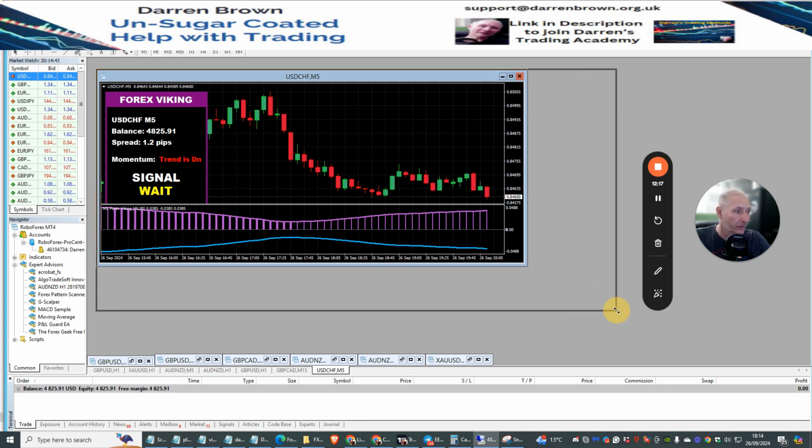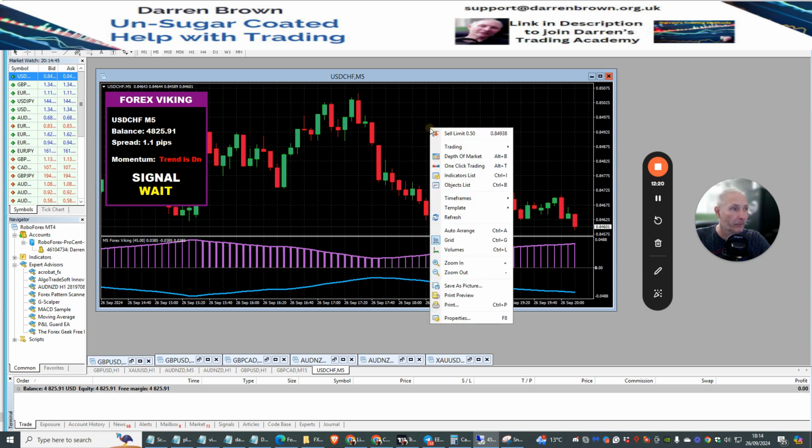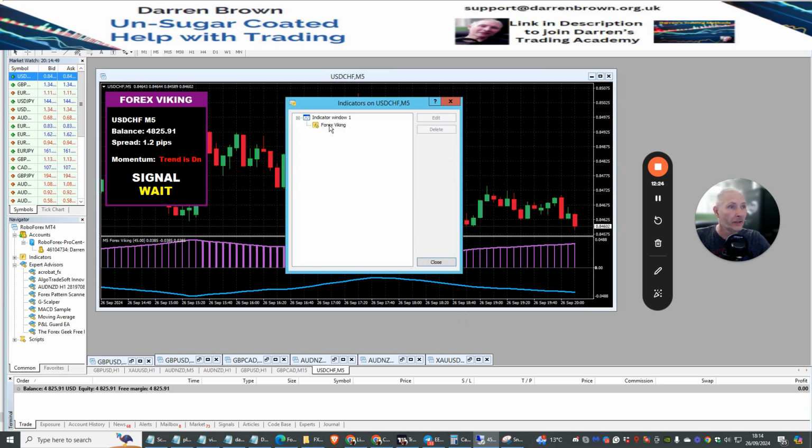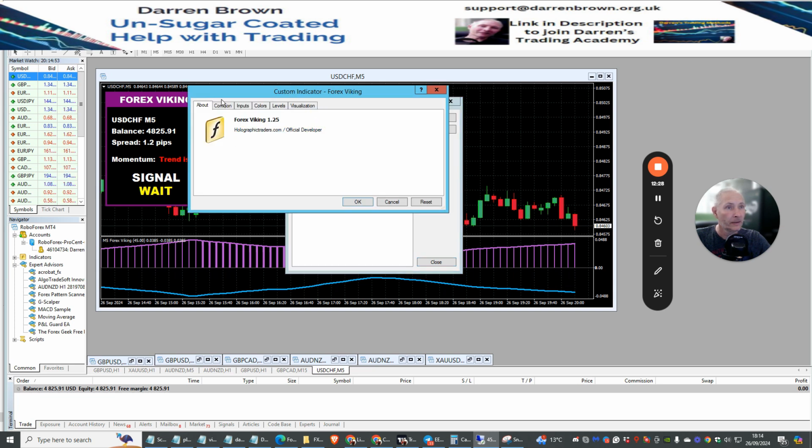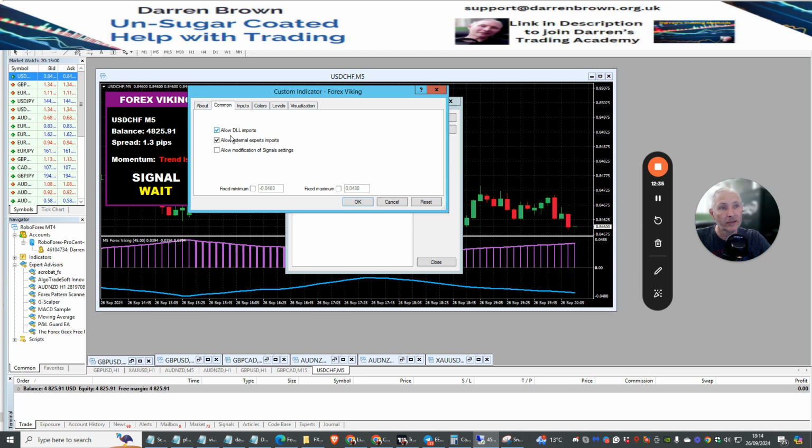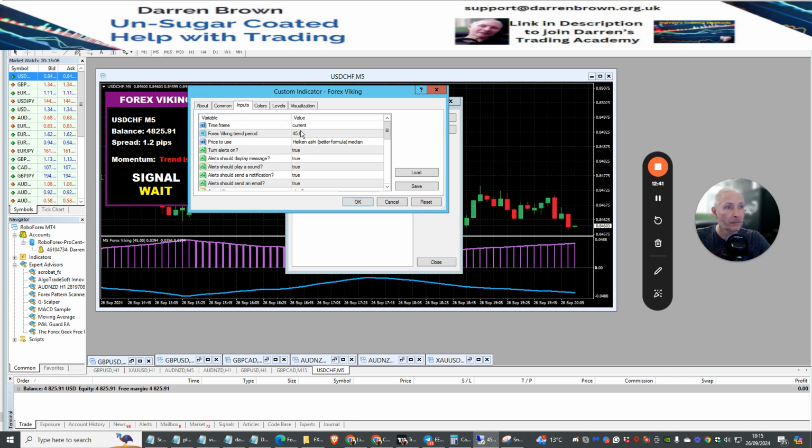Now you might be saying, how do you know that? Well, it's very simple, because if we right mouse click and go to Indicator List, you'll see the Forex Viking indicator, which is right here. This is the custom indicator. And if we go to Common, you can see that you want to make sure that you allow DLL imports. You want to allow external expert imports, okay? And if you look at the inputs, this is where we can play around with this if we want to.